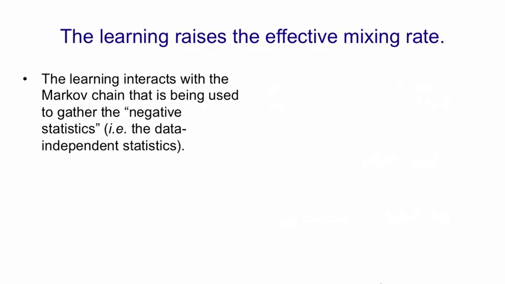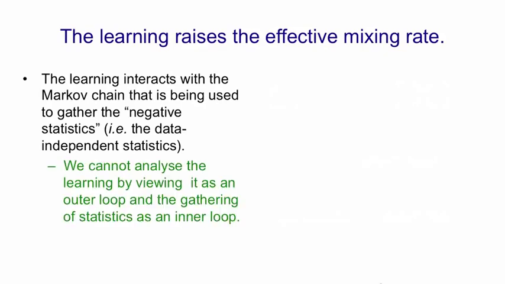There's an interesting answer to this. The learning interacts with the Markov chain that's being used to gather the negative statistics, i.e. the one that's used to update the fantasy particles, and it interacts with it to make it have a much higher effective mixing rate. That means we cannot analyze the learning by thinking of there being an outer loop that updates the weights, and an inner loop that gathers statistics with a fixed set of weights. The learning is affecting how effective that inner loop is.